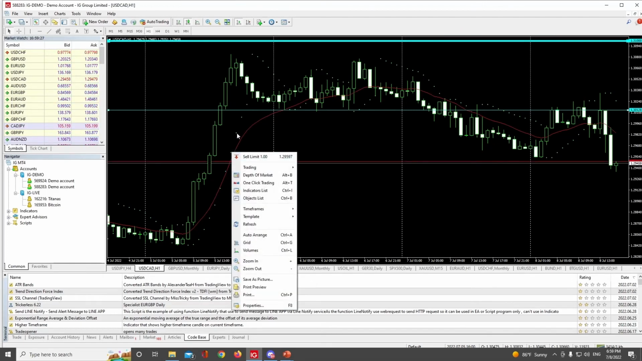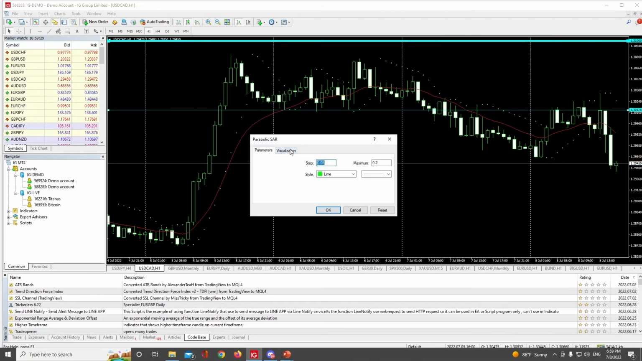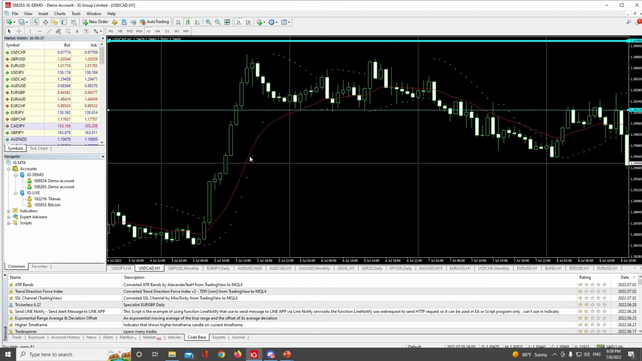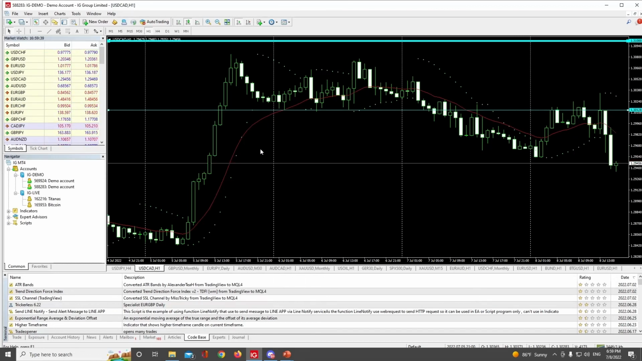See the parameters here: if you change the values, the dots become more aggressive to the target, to the price. By default, the indicator is 0.02. I'm using the golden ratio. This is up to you how you want to change it. Again, make adjustments in your indicators that make sense.